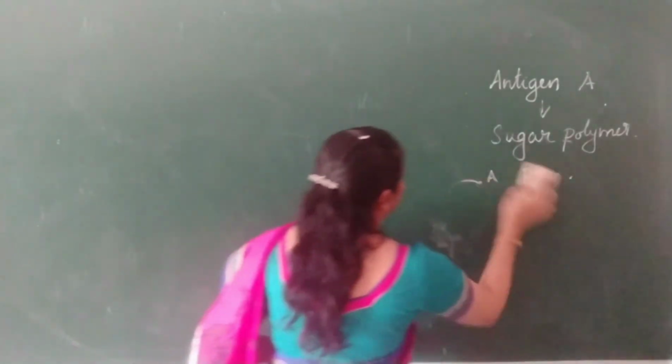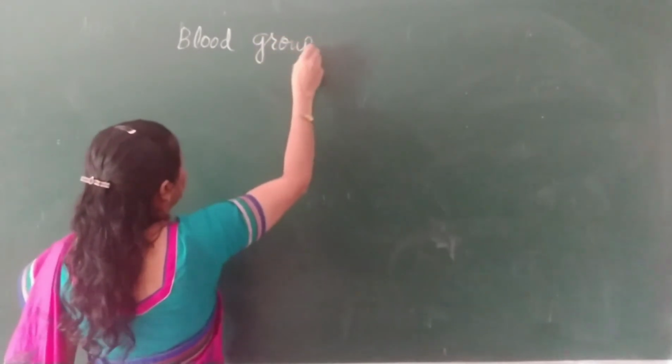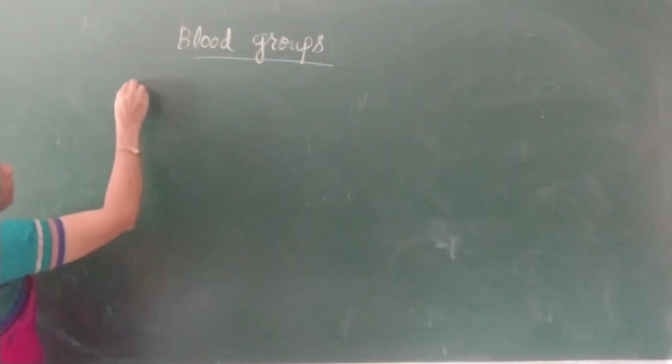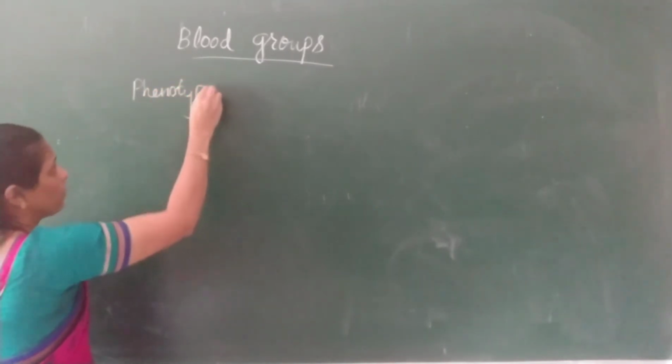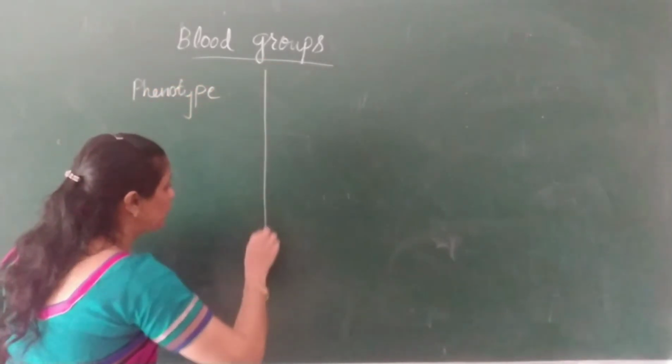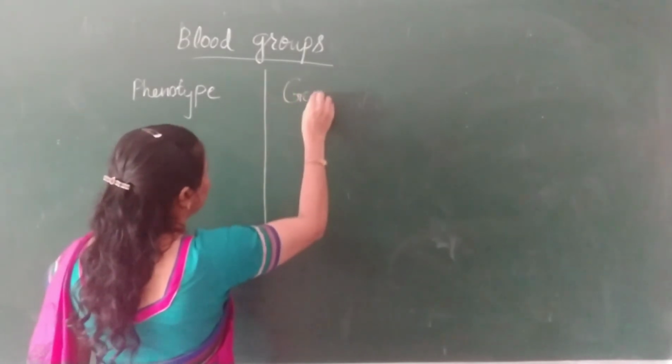Now let us write the genotype and phenotype of these 4 blood groups. Okay. So you can draw a column and then write this. Okay. So the first column is the blood group, which is the phenotype, what we can see, and we will write the genotype in the next column.